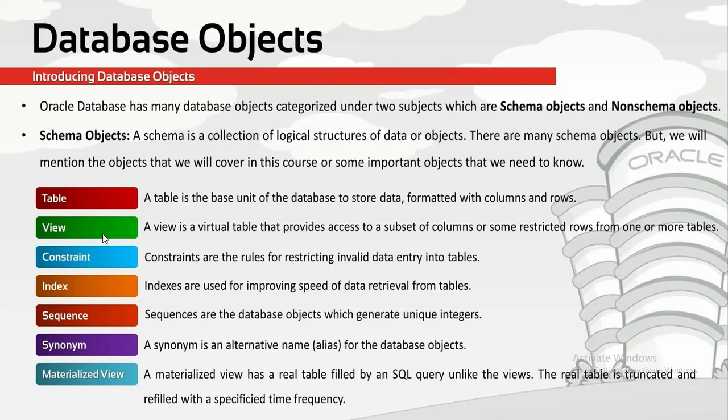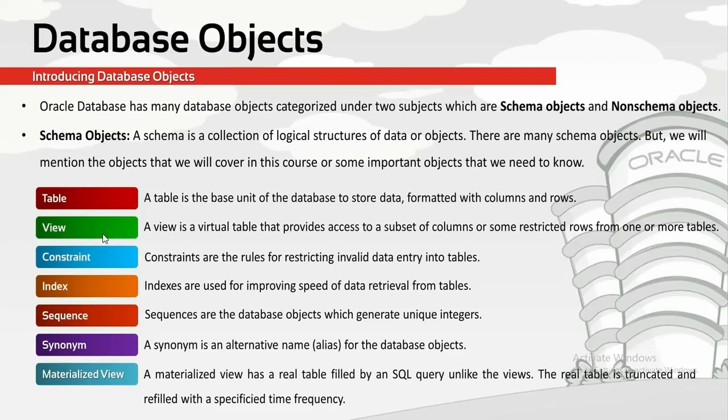So what is a constraint here? Constraints are the rules for restricting invalid data entry into tables. While entering data into the table, we can put some conditions, rules or limits on the data entering the table. Those are nothing but called constraints. Later in this course we will learn the types of constraints also.